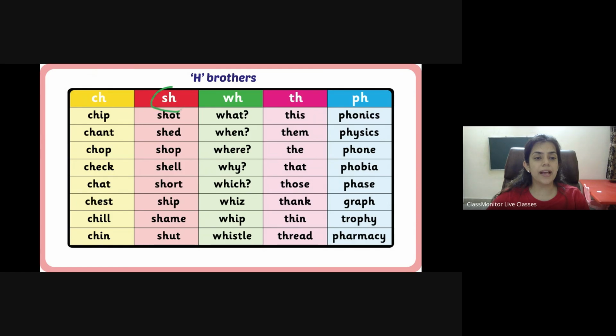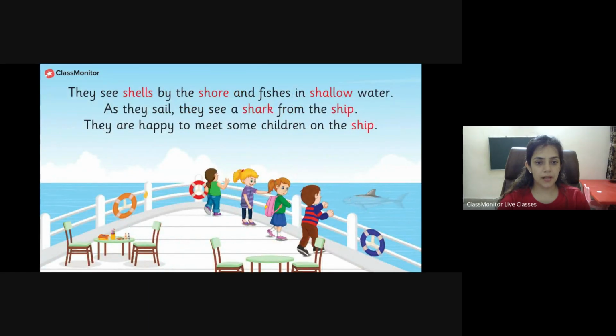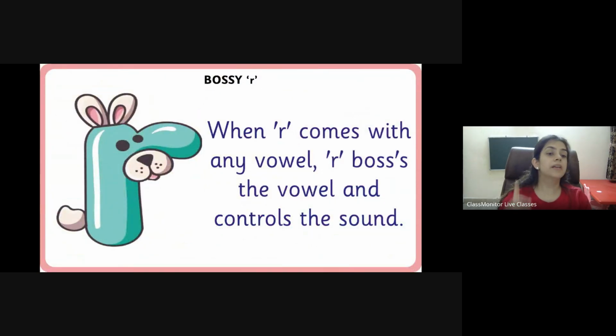When SH comes together, the sound is sh. When WH comes together, the sound is W. When TH comes together, the sound is th and the. And when PH comes together, the sound is f. Clear to everybody? Yes? All right. So again, the related story cards. So we'll get to see them today.